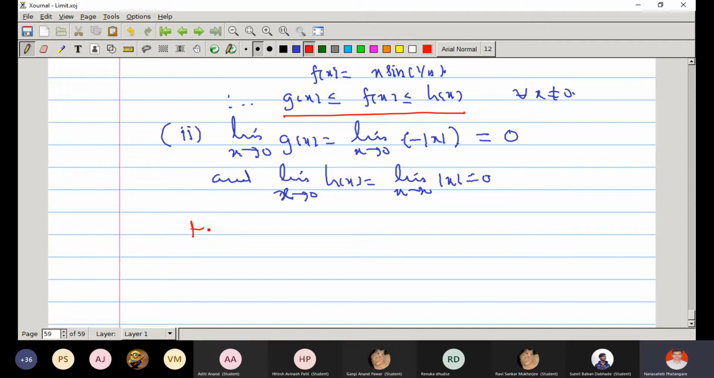Therefore, hence, the limit of g is 0, and the limit of h is 0 at 0. So what is the limit of f? What do we expect? 0. Hence, 0 by the sandwich principle.